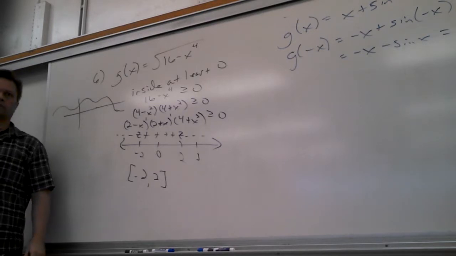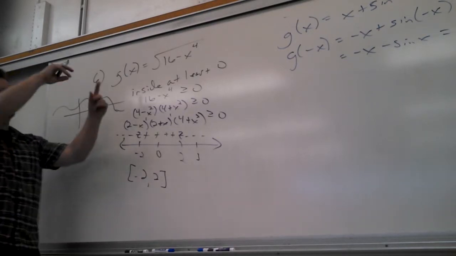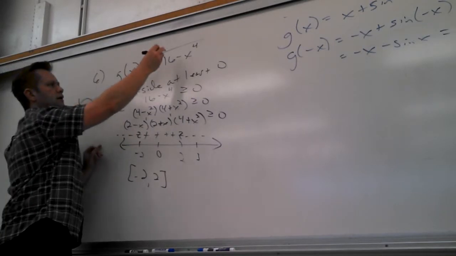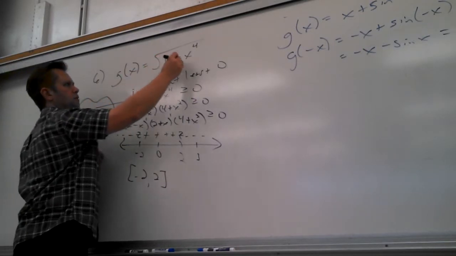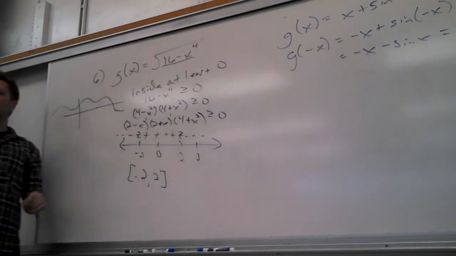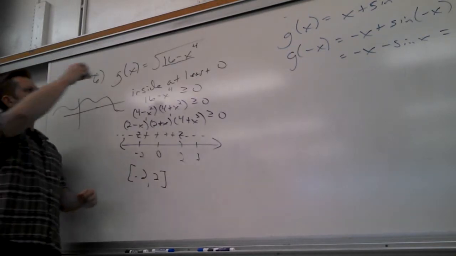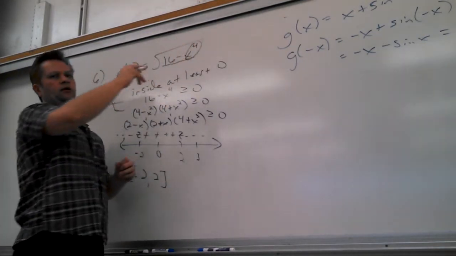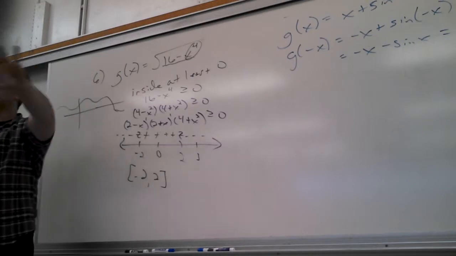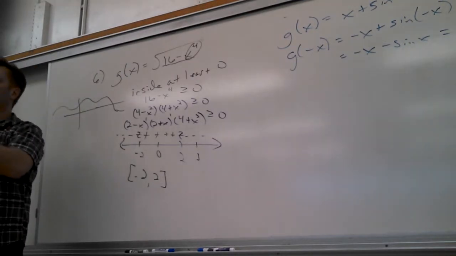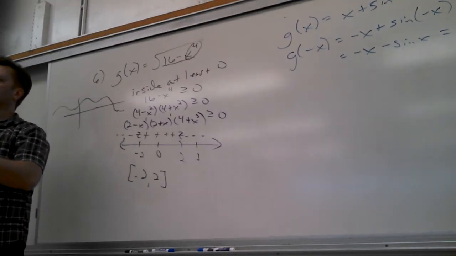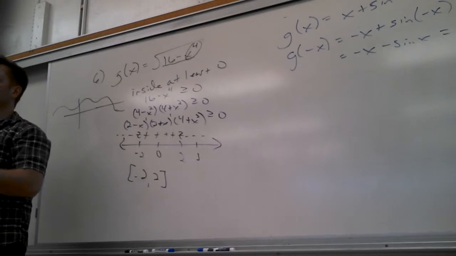How would you get the range? Oh, so the range is kind of nice. What is the biggest this could be? Think about it. What's the smallest this could be? Isn't that the biggest the whole thing could be because we're subtracting? What's the smallest x to the 4th can be? 0. There we go. Can't be negative.